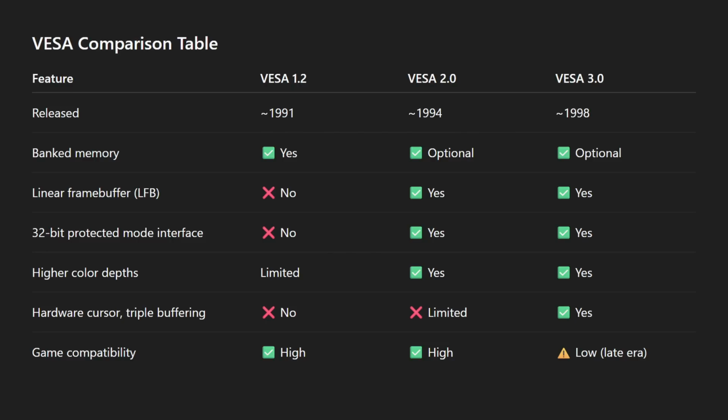Then we have the linear frame buffer, which is not supported in VESA 1.2, but is in VESA 2.0. And this is why the banked memory is optional. The linear frame buffer feature replaced banked memory.